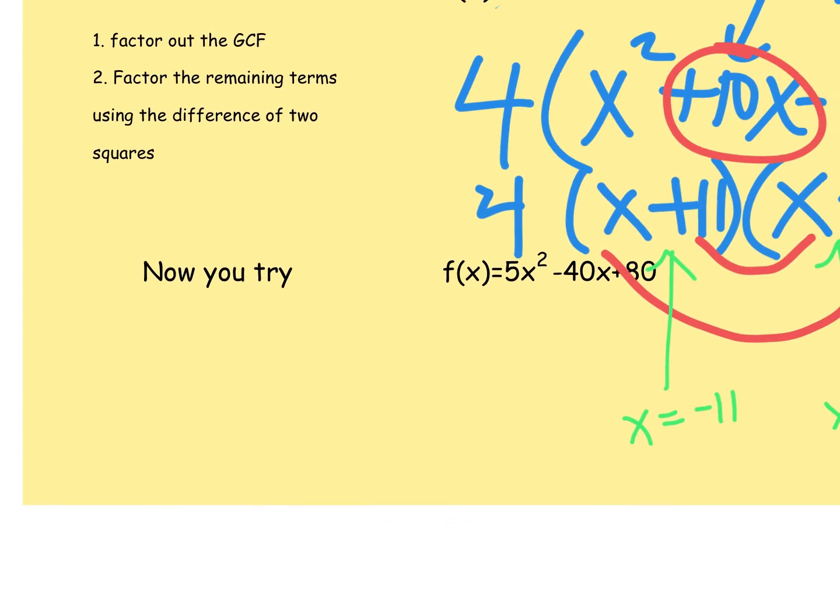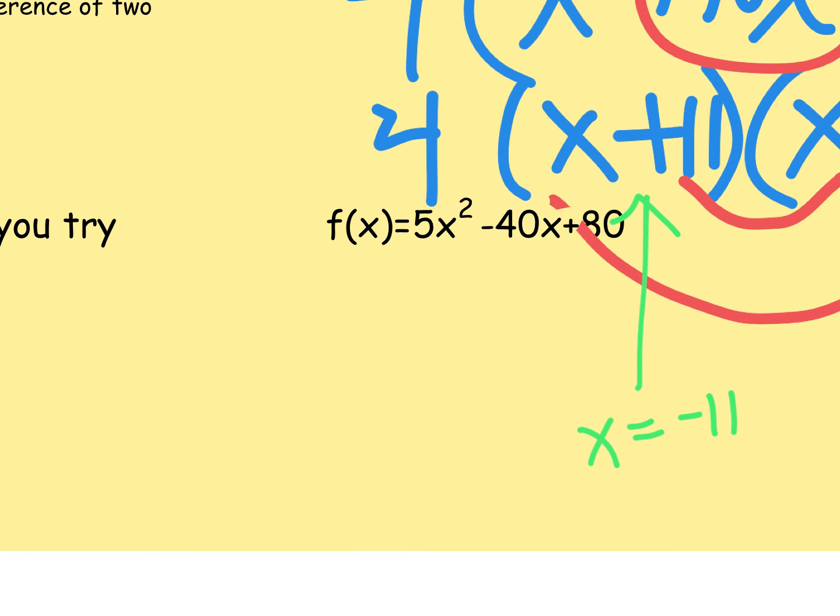All right, now let's have you try this one, if you haven't already. Truckee, what do you think comes out of everything here? 5. Yes.